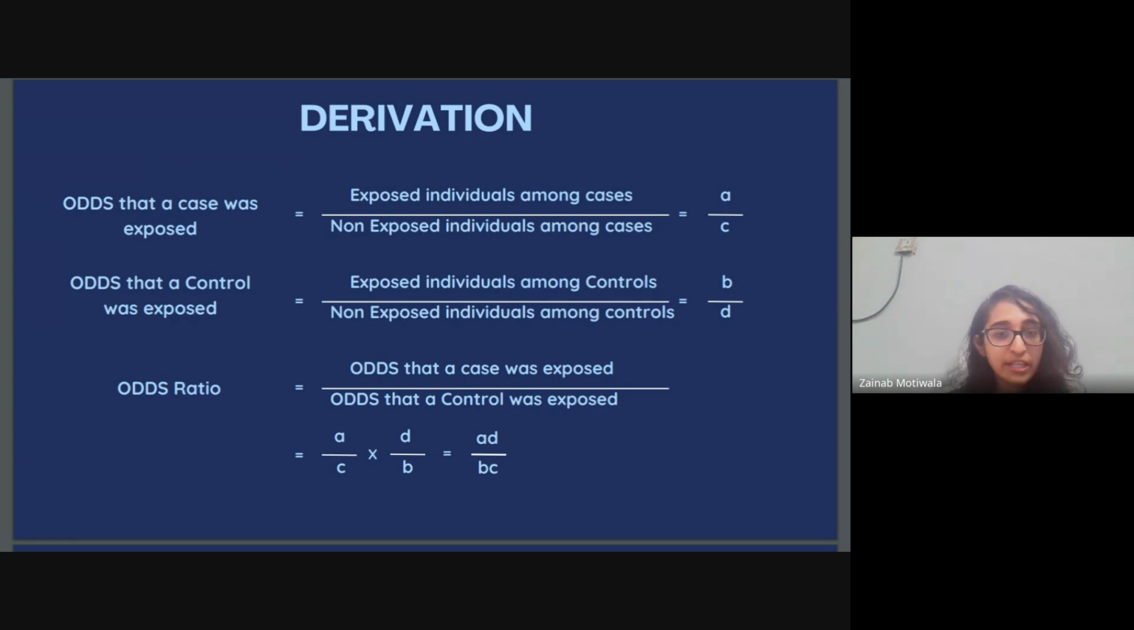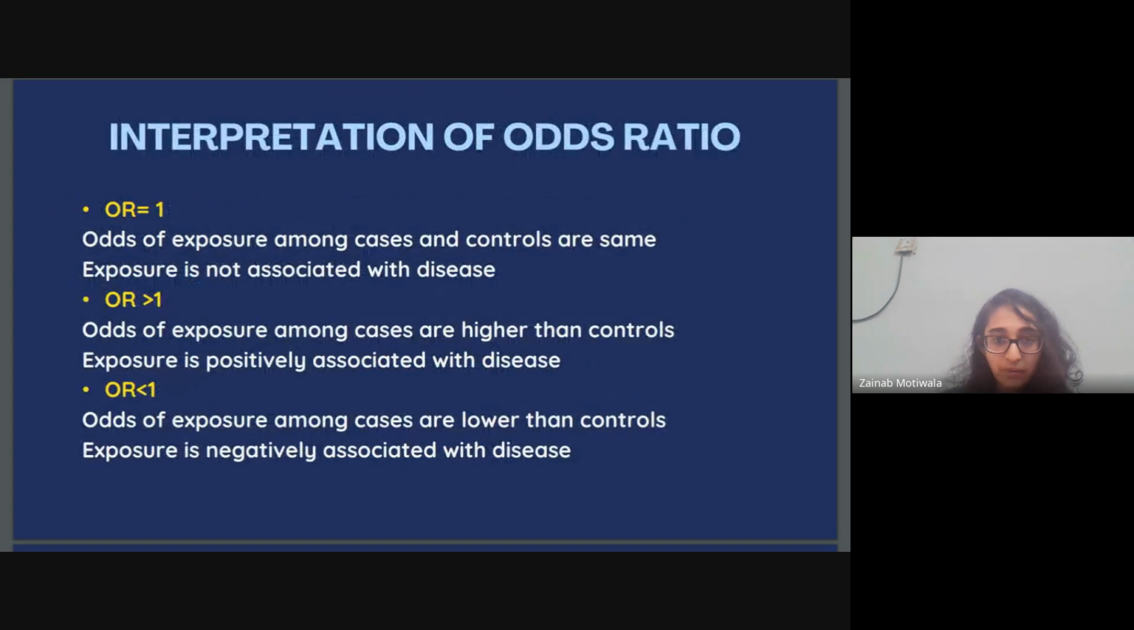So as I mentioned, first we look at the odds of a case divided by the odds of a control. When we talk about the odds of a case, as you all recall from the tabular column, the first column was the disease. So A divided by C upon B divided by D. And then we get this AD upon BC formula.